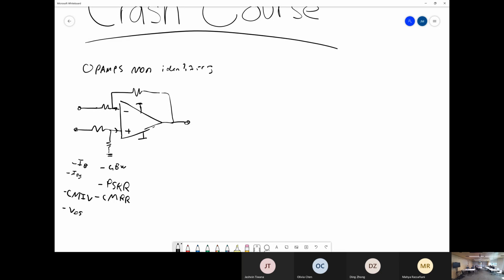So we're happy with all these terms here? Those are some of the important ones. There's obviously stuff like the open loop gain, which is not infinite. Okay, so happy with that? Cool. All right, so that's in terms of the basic non-idealities for op-amps that you'll need to know.